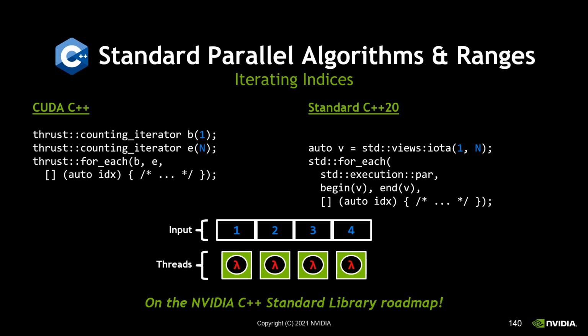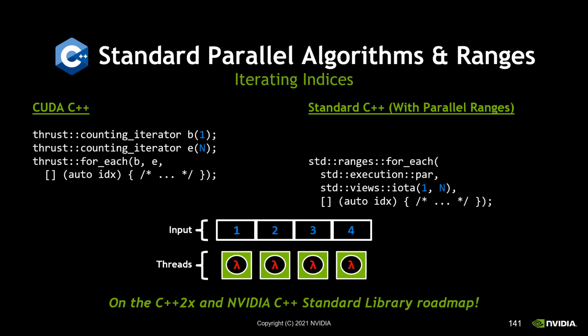Neither Thrust counting iterator nor iota ranges create any storage for the index sequence. The iterators store a count, and each time they are incremented, they increase the count. When they are dereferenced, they return the count. This gives us an elegant way to do index-based iteration with C++ standard parallel algorithms.